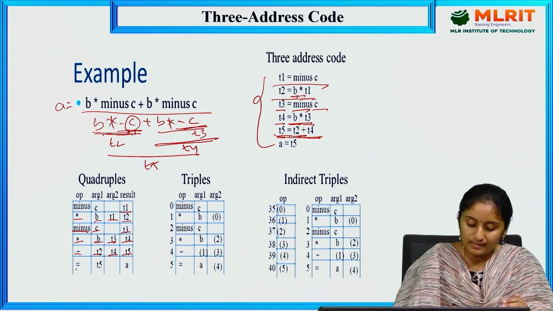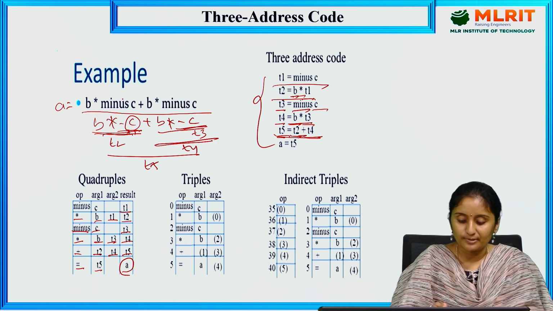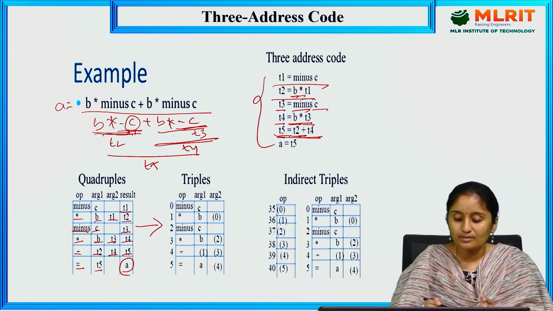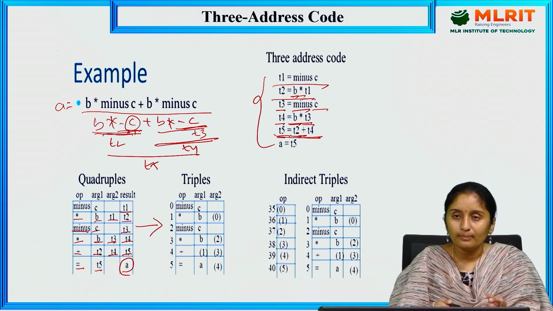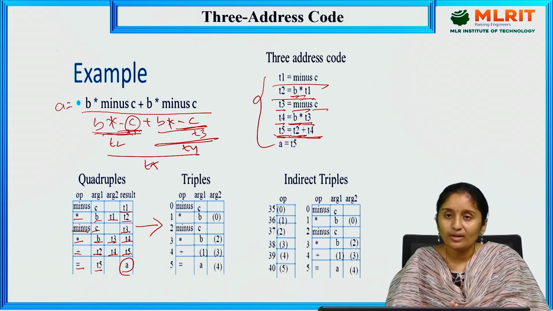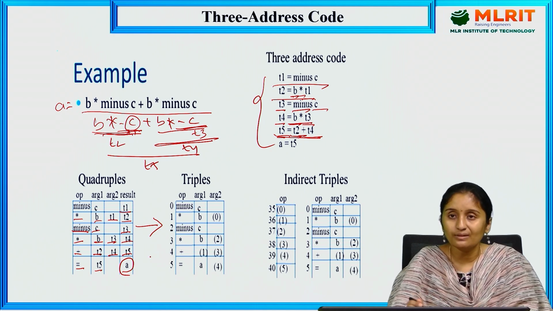The whole thing is nothing but assignment T5, and the result is stored in A. So this is nothing but the quadruple for the given expression. Now for these quadruples, we are going to optimize them into triples by eliminating the temporary variables. Here we have 4 fields, and coming to the triples, we are going to have 3 fields. We are going to remove the result field in the triples.